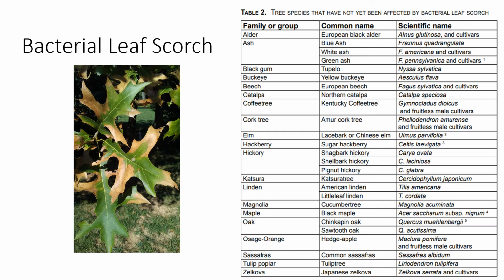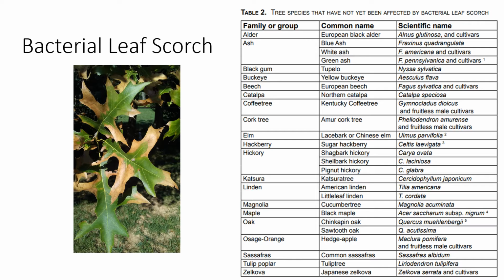But if you look at the chart here, these are the species that have not yet been affected by bacterial leaf scorch that we know of. I should put that in there. You can look down through there and see that a few of these are decent trees for the landscape, such as the black gum, which we'll talk about later, the beeches, European beech, Kentucky coffee tree, Katsura, magnolias. Only the black maple has not had bacterial leaf scorch.